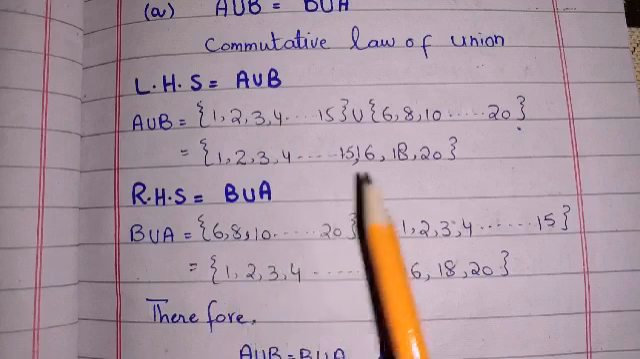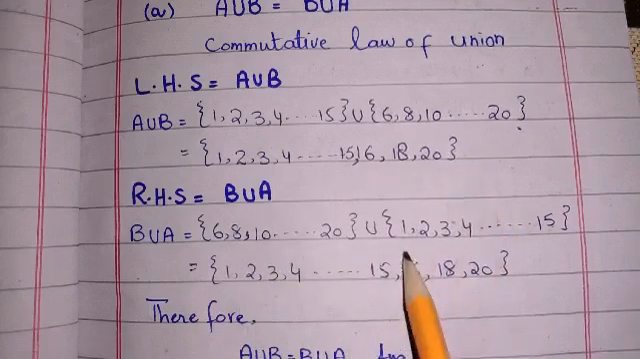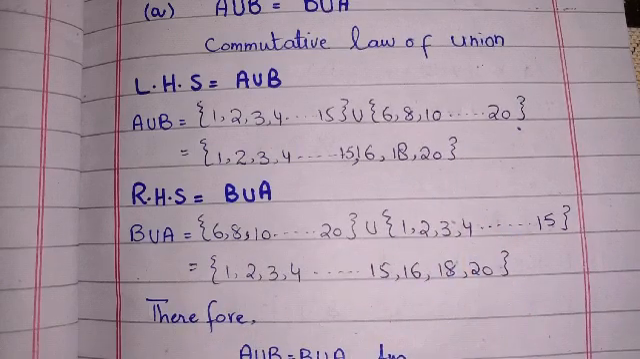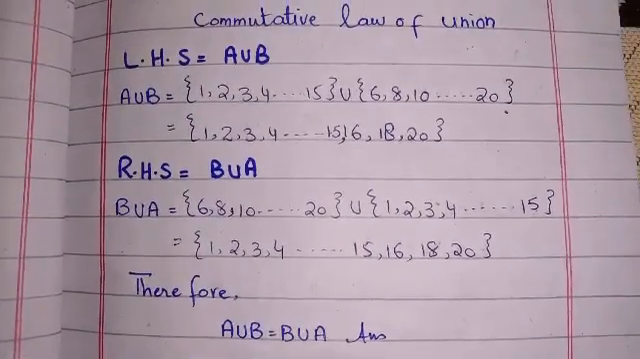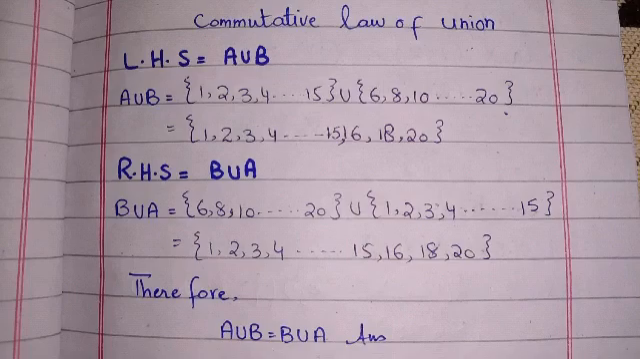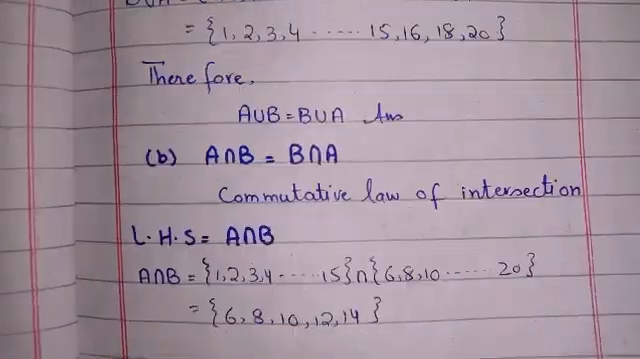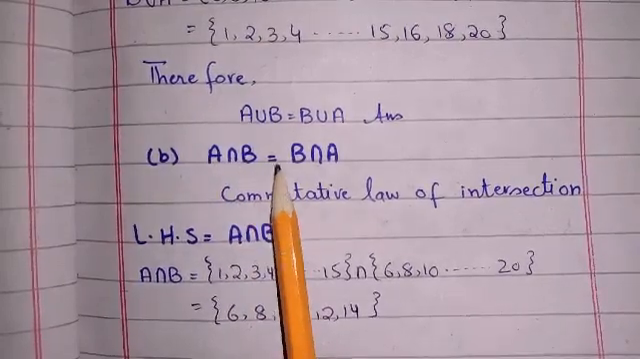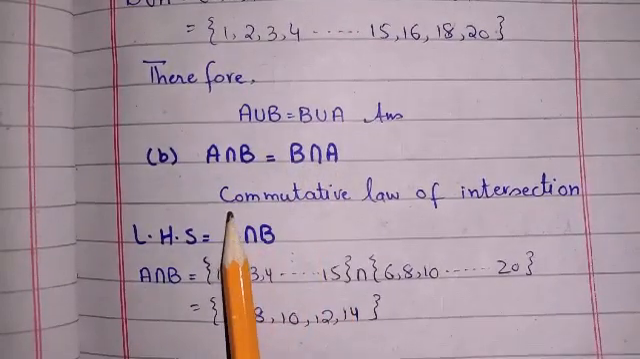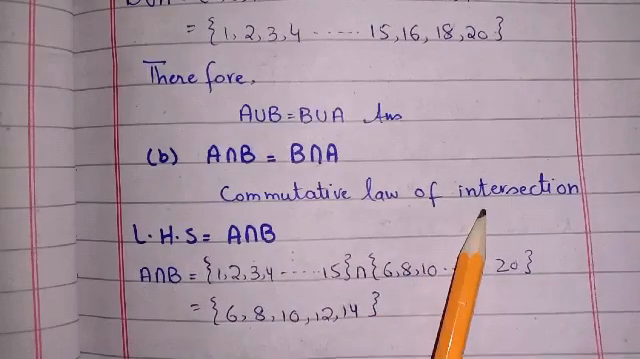As you can see, the answers of both sets are the same, so we will write therefore A union B is equal to B union A. Now students, let's move towards our second requirement, which is A intersection B is equal to B intersection A. You know very well that this is the commutative law of intersection.